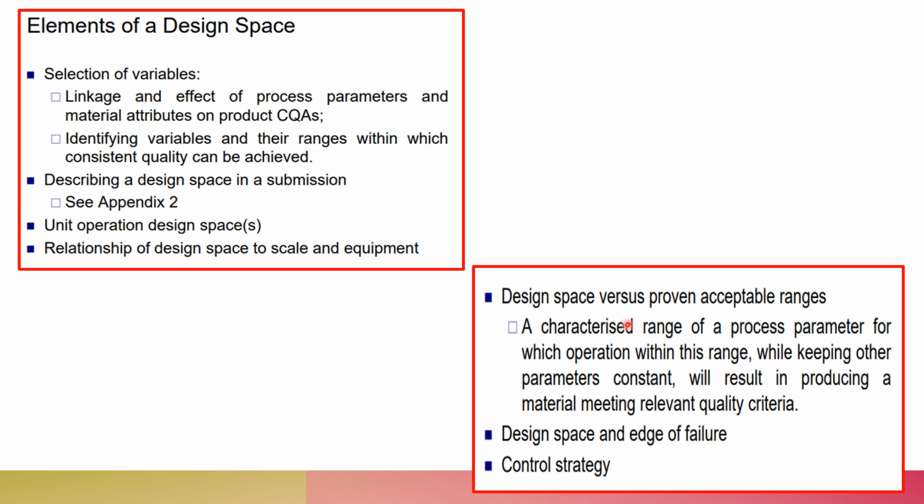Then one more thing, what is the proven acceptable range? Some factors are like that, we cannot study, like inlet temperature range. So we cannot particularly study that thing. Sometimes the product temperature is also a range, we cannot maintain a particular set value. So it is a characterized range of a process parameter for which operation within this range, while keeping other parameters constant, will result in producing a material meeting relevant quality criteria.